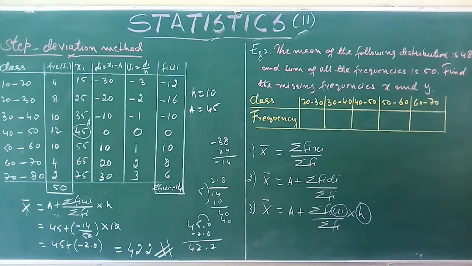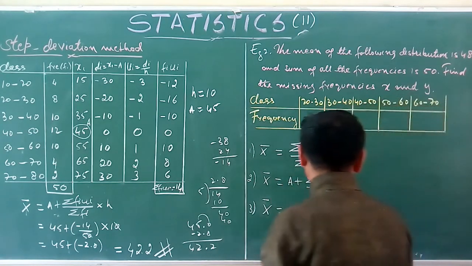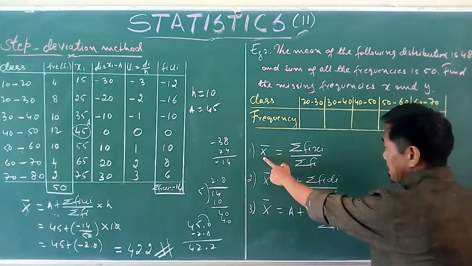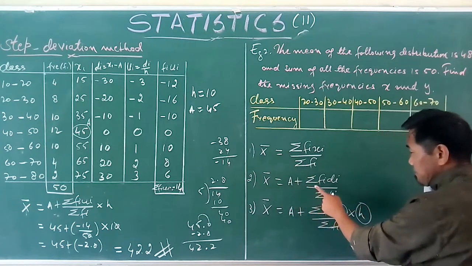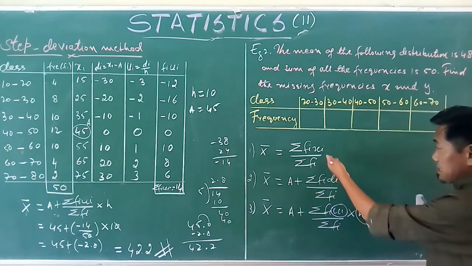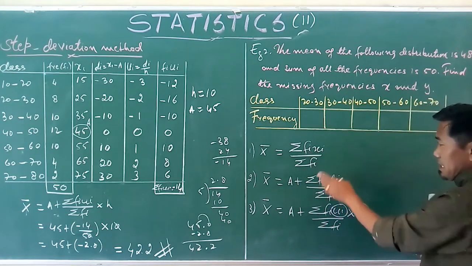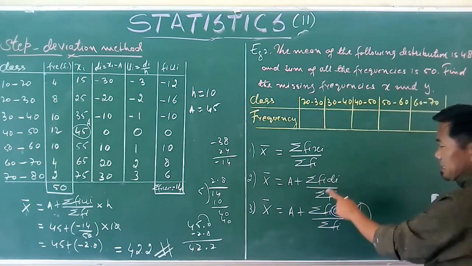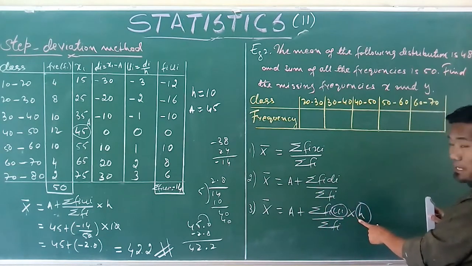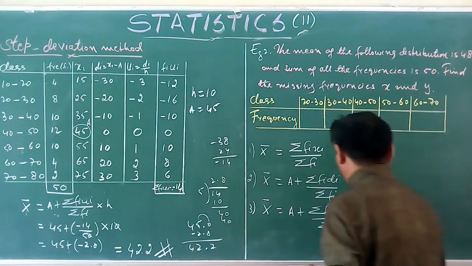So we go through this example, and this is the recapitulation. The new formula is that: take the mean, then divide by the scale, then multiply by h.